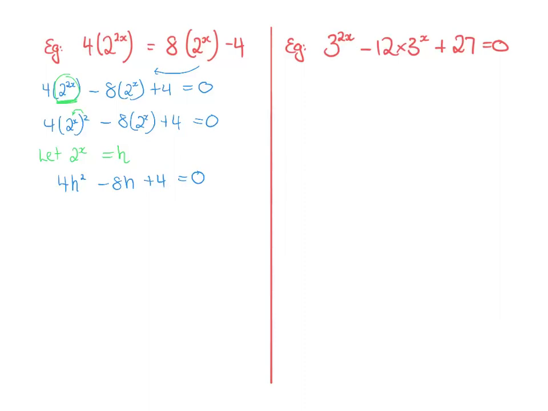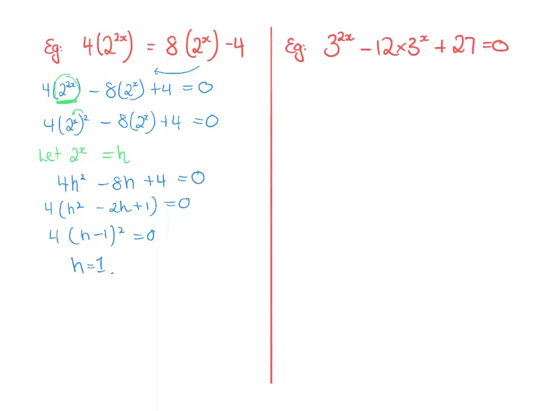We factorize. So if we factorize, I could take a common factor out first. I've got h squared minus 2h plus 1 equals 0. Then you factorize this, so you use a cross method or look for a pattern. This is actually a pattern. So it's actually h minus 1 squared equals 0. So therefore we could say h equals 1.